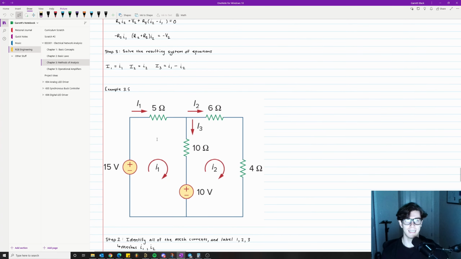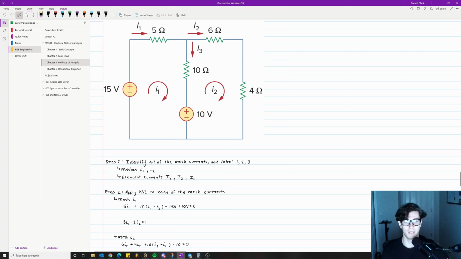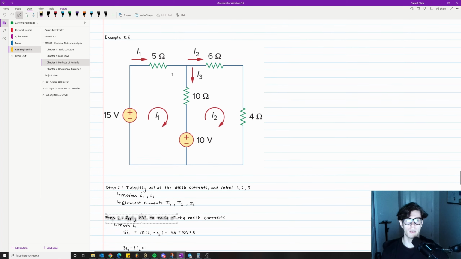Let's take a look at this example right here. As you can see, there are only 2 meshes. So we've identified them: identify all of the mesh currents and label them 1, 2, 3. So we have I1, I2. Then we also want to label the element currents as well, so we have I1, I2, I3. We've identified both meshes, I1 and I2, and then we have the element currents, big I1, big I2, and big I3. Now we're going to apply Kirchhoff's voltage law to each of the mesh currents.